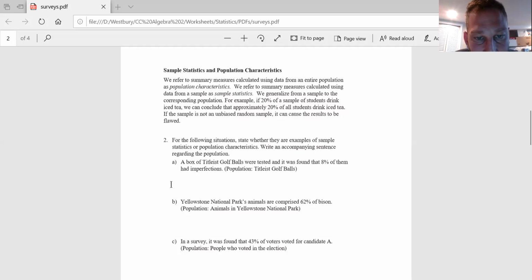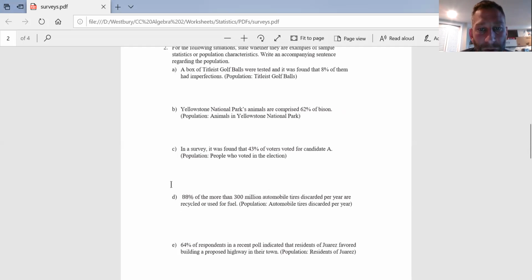For B, Yellowstone National Park's animals are comprised 62% of bison. The population is all the animals in Yellowstone Park, and the sample is the bison. In a survey, it was found that 43% of voters voted for candidate A. The population would be all the voters. The sample would be the 43% who voted for candidate A.